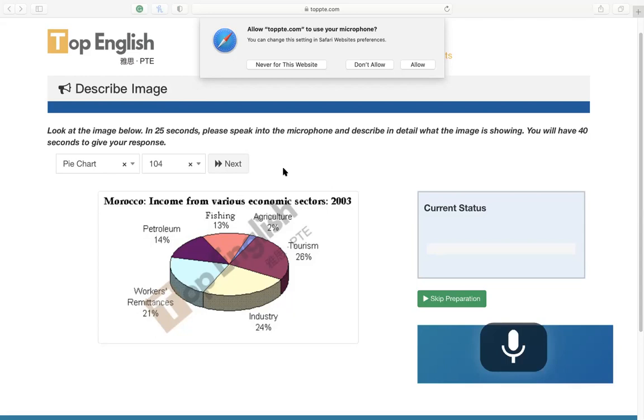On the screen, I can see Morocco income from various economic sectors, 2003. On the screen, I can see many colors.